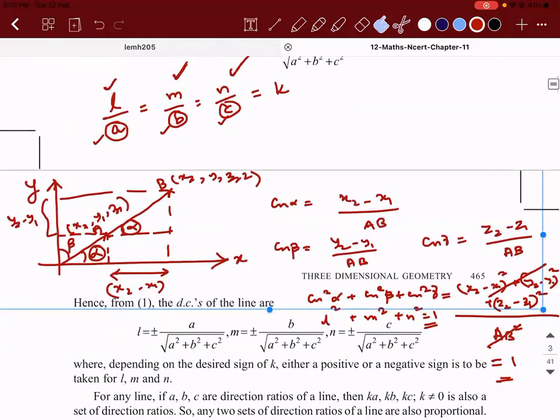Is it clear? Am I clear with this derivation part? Yes, sir. It's clear. That is clear, right? Okay, good.